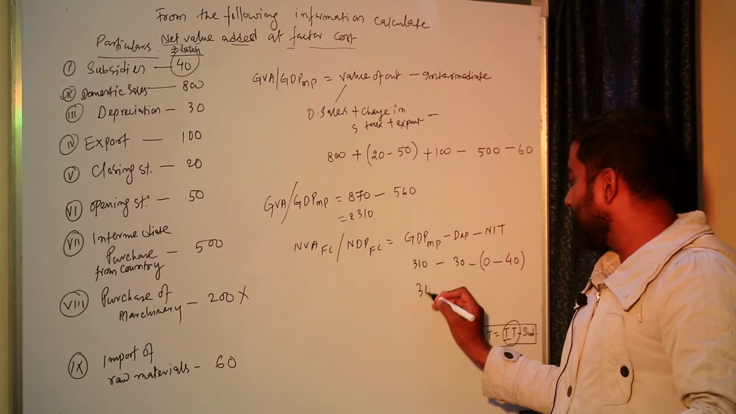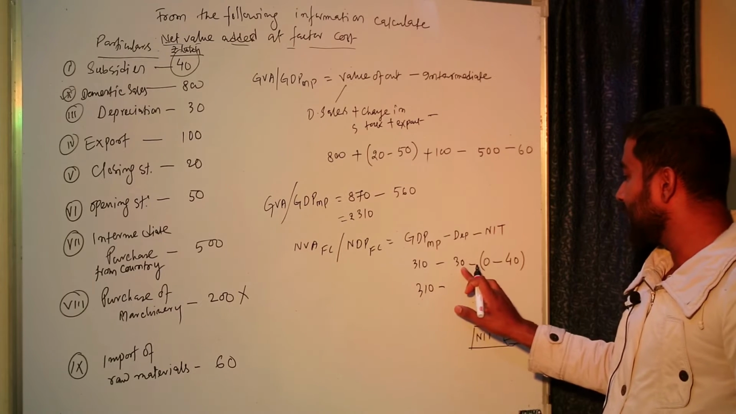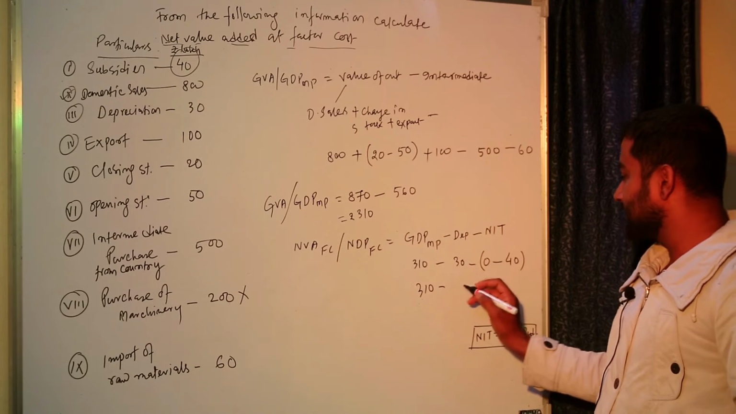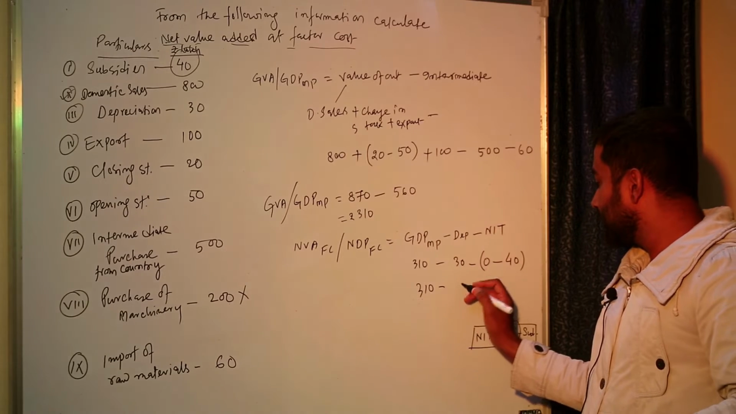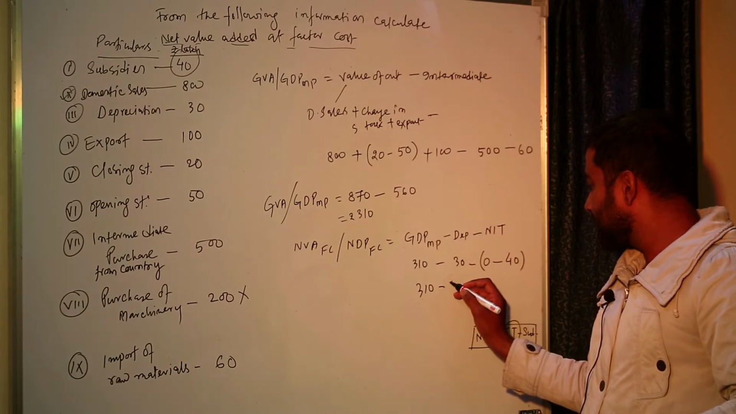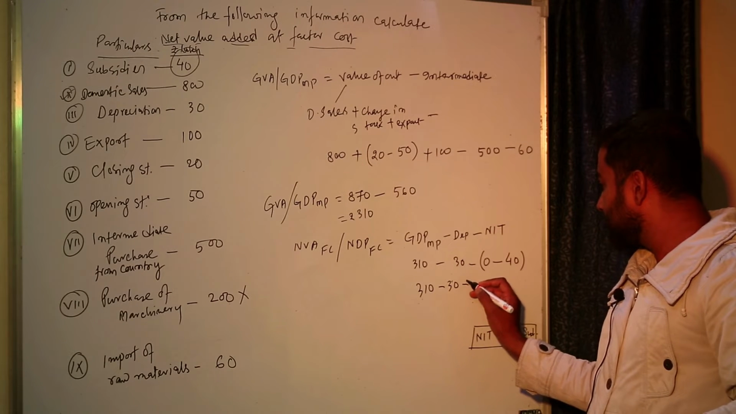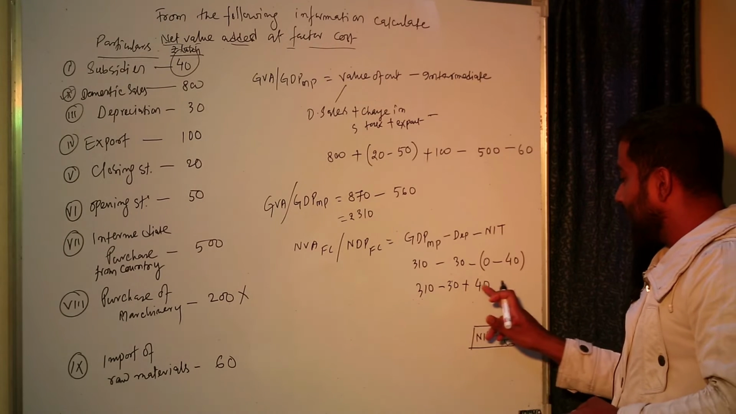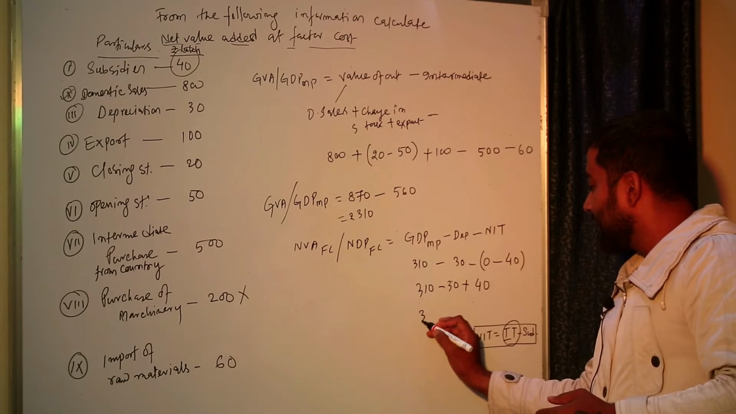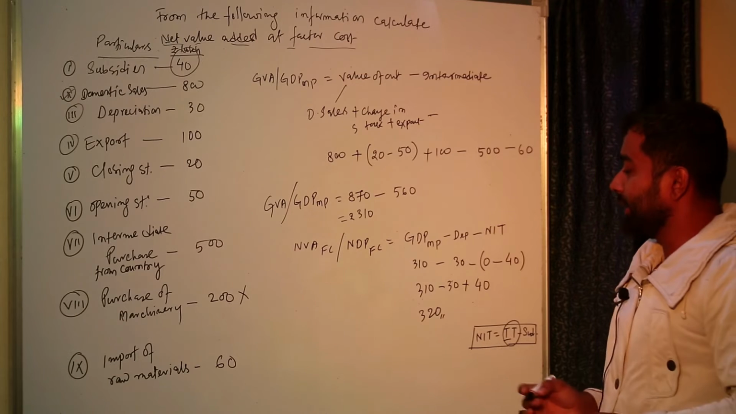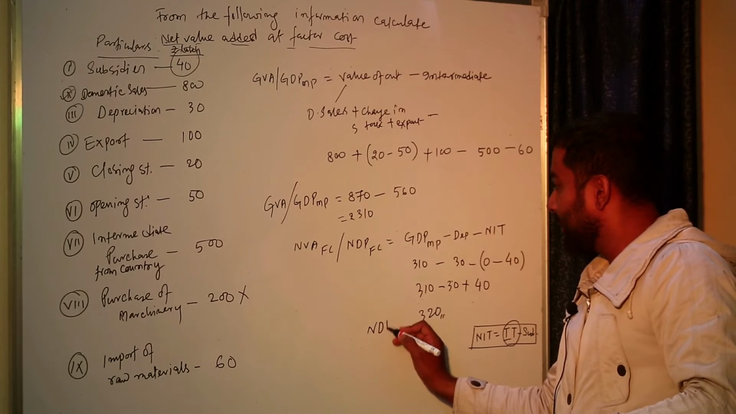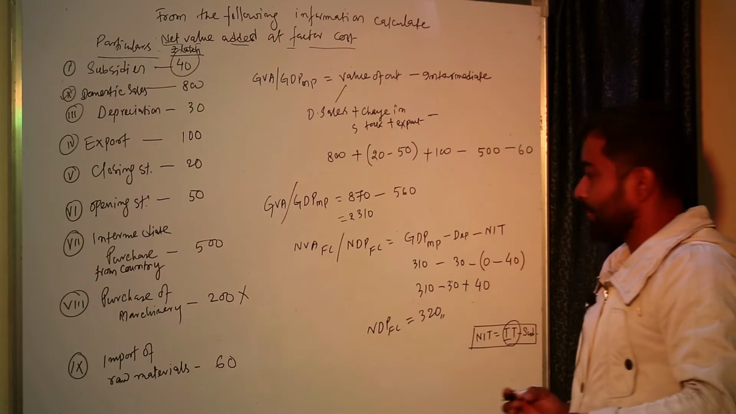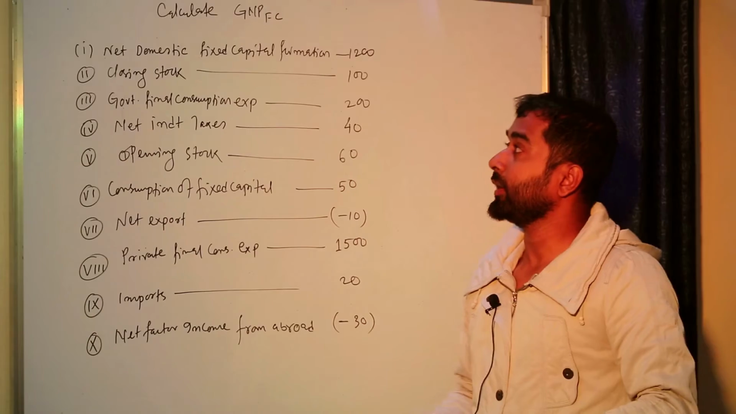So now 310 minus 30 minus minus should be plus 40. I hope clear. Now minus 30 minus 40 plus 10. So 320 is NDPFC. I hope clear. Okay.